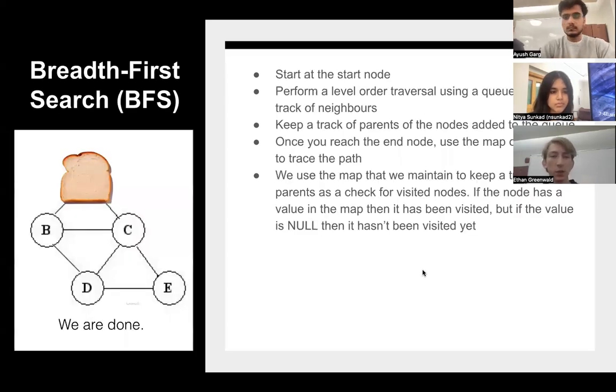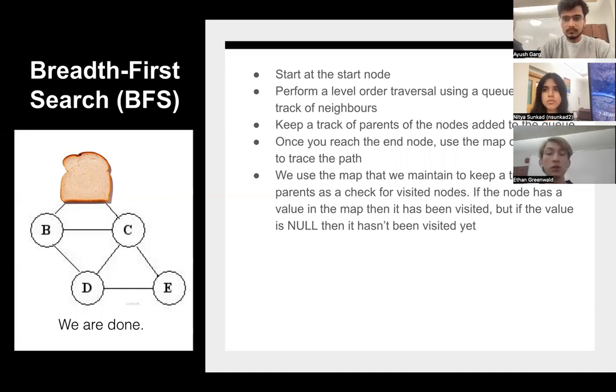The first algorithm we implemented was breadth first search, arguably the easiest or most naive of these three. It served as a good starting point and baseline. The general way it works is that you start at the starting node and perform a level order traversal using a queue to keep track of neighbors, similar to what we've done in class before. Additionally, we will keep track of the parents of the nodes added to the queue. And then once you reach the end node, we use this map to trace the path backwards.